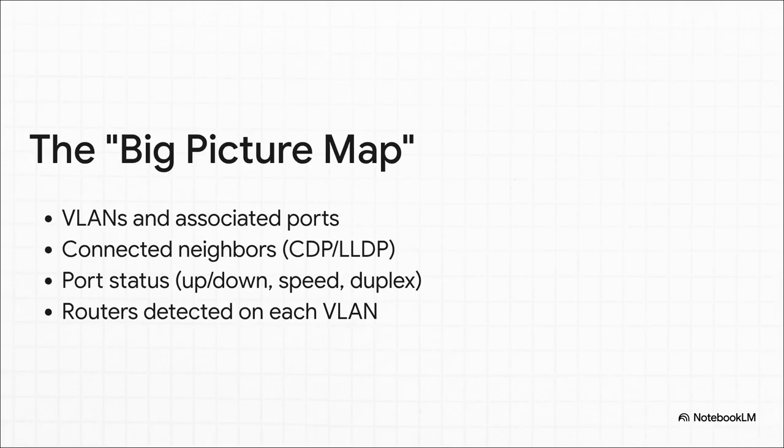All the VLANs and exactly which ports they're on. Who are the direct neighbors? What's the health of each connection? Is it up? Is it down? Is it running fast or slow? And which routers are handling which VLANs? It is, quite literally, a perfect snapshot of that device's entire world.